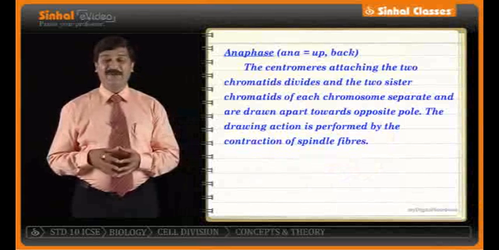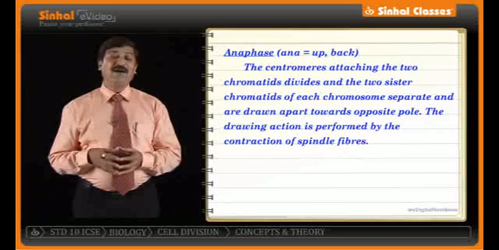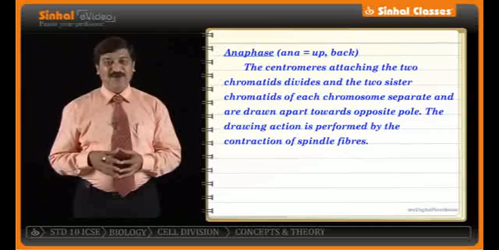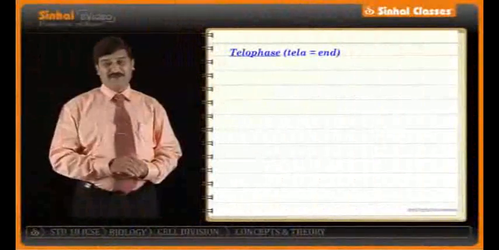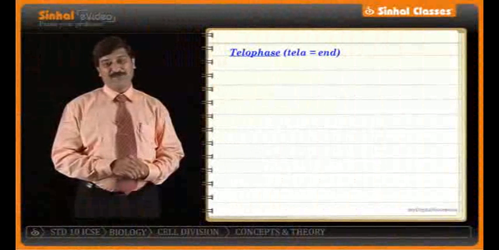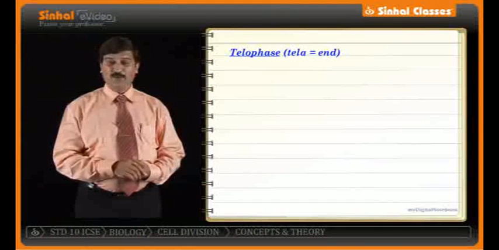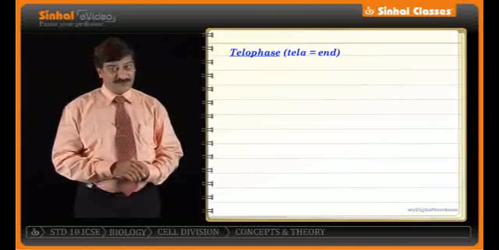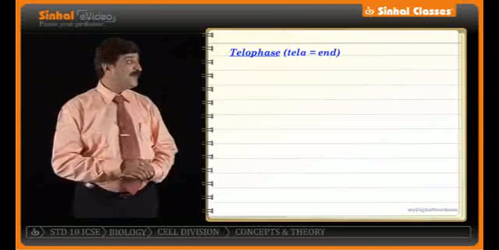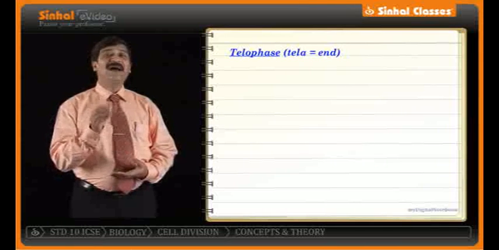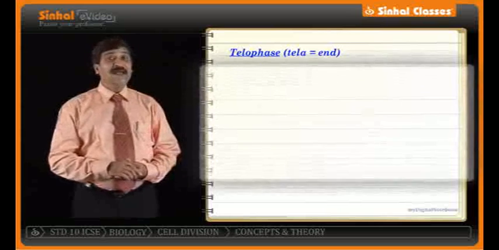Let us see what happens in telophase and what are the changes that are taking place. On the monitor, telophase for you. Telophase, the fourth phase of mitosis. First we saw prophase, second metaphase, third anaphase, now telophase. The meaning of the word tela: tela means end. What happens in telophase?